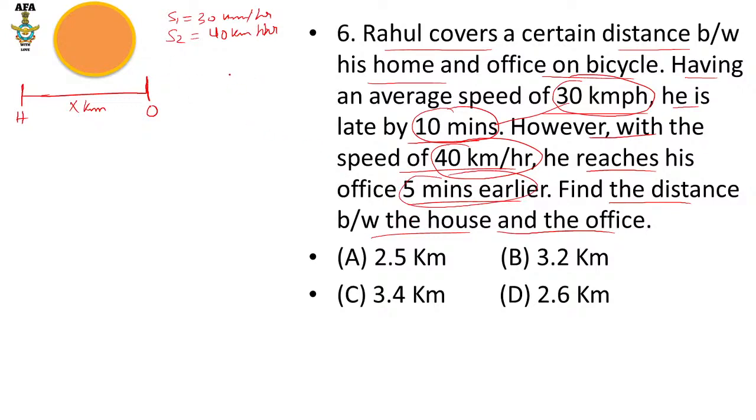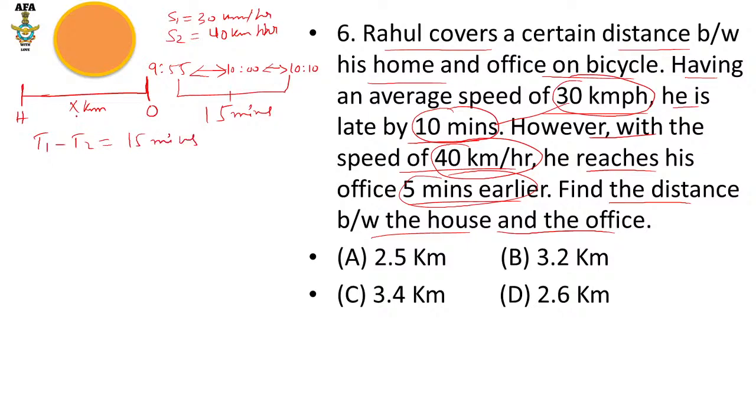So suppose he needs to reach his office at 10 am. When he is late by 10 minutes, he is reaching at 10:10. When he reaches earlier, then he reaches at 9:55. Now we need to check the difference. So the difference is 15 minutes, from 9:55 to 10:10. We know the difference of T1 and T2. So T1 minus T2 is equal to 15 minutes.